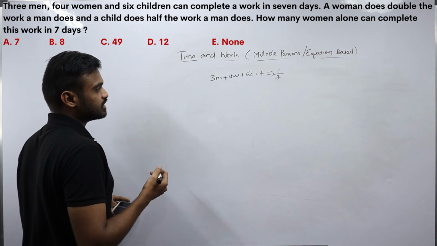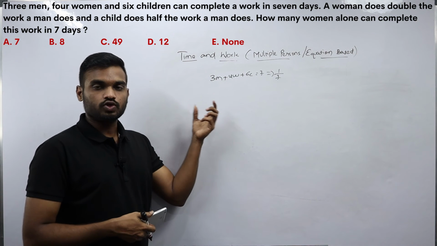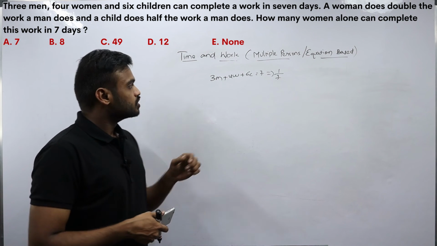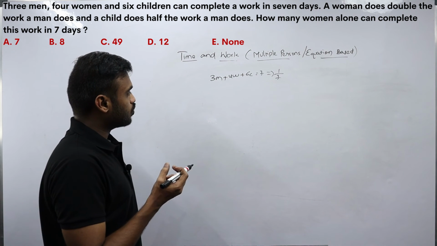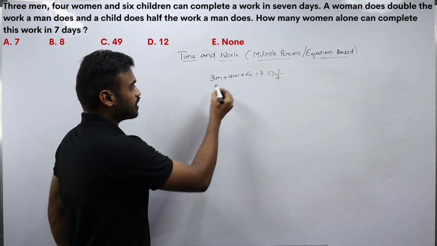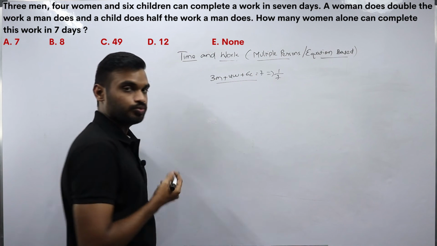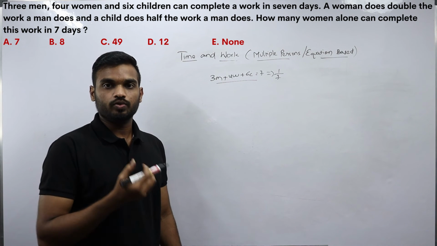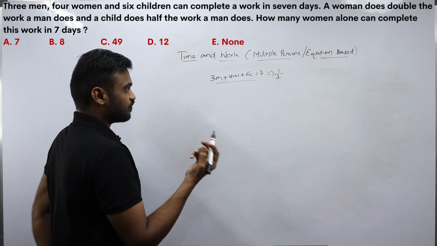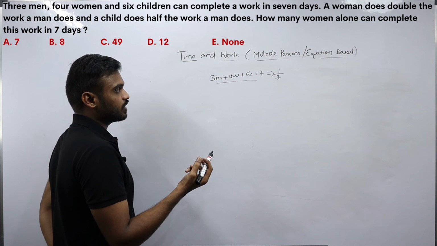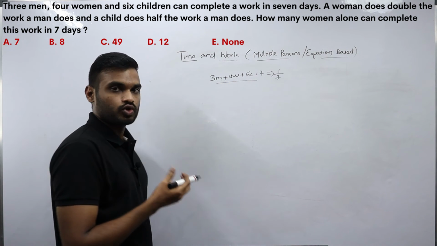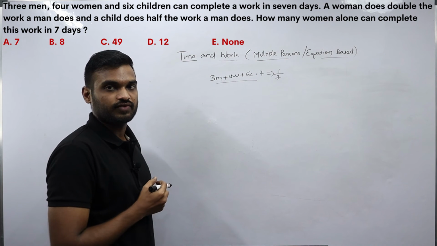And also they are asking us to find out the total count of women to complete the total work in 7 days. So to find the count of women, I need to convert all this equation into women so that I can find the efficiency of women and also the total time taken for women to complete the work.